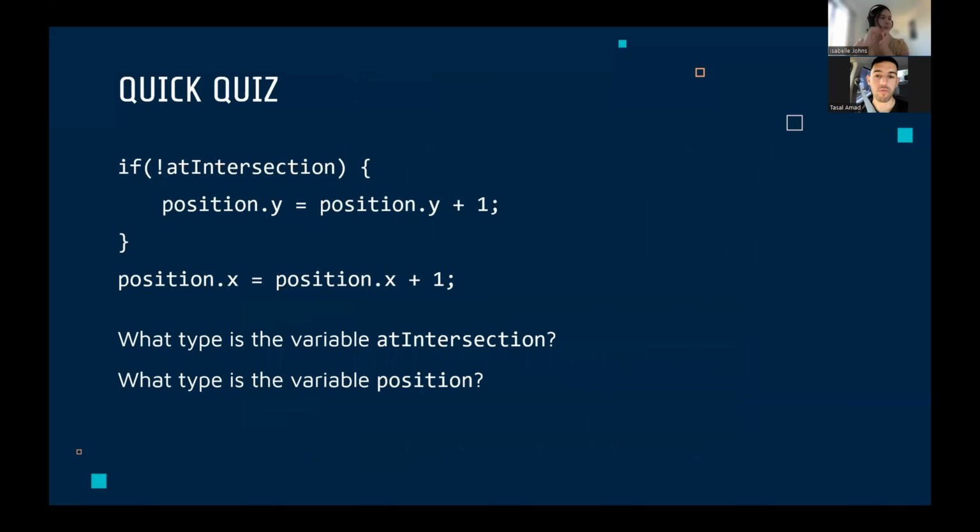Cool. So I spoiled the first question a little bit. I would like you guys to have a little think. Looking back at this piece of code that I wrote earlier, what type do you think the variable at intersection is, and what type do you think the variable position is?